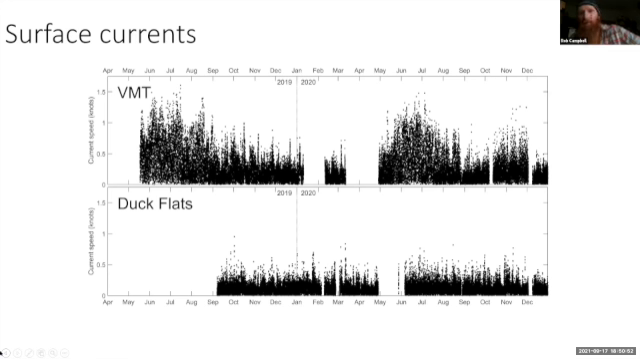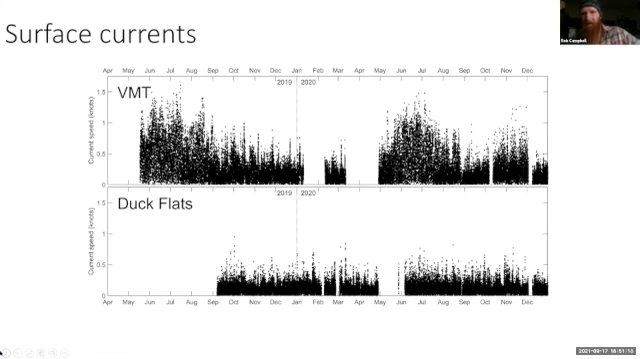And so at the VMT, which is kind of in the middle of the bathtub, the water goes back and forth more, whereas at the Duck Flats, which is up at the head, the water doesn't have anywhere to go, so it tends to go up and down as it sloshes back and forth. So we see lower currents there.